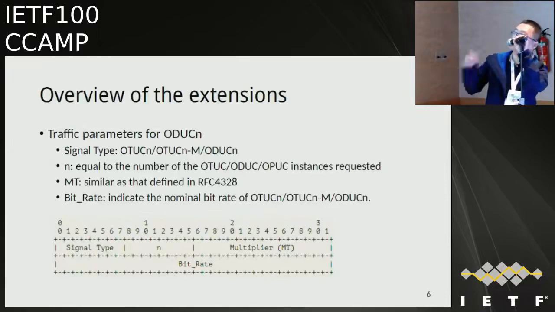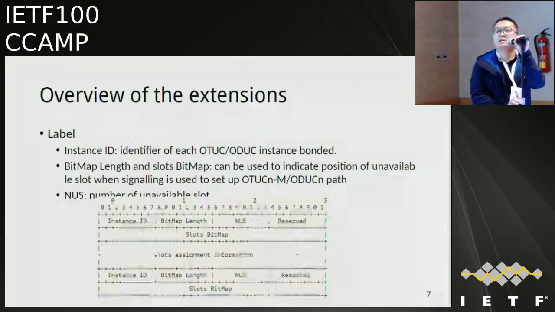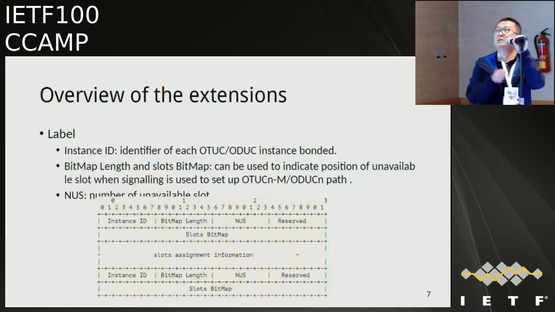We just try to reuse these two fields, which is also described in the RFC 7139. Okay, next. Next one, we define the label. We use the label to indicate the instance bound in this ODUCn or in this ODUCn.